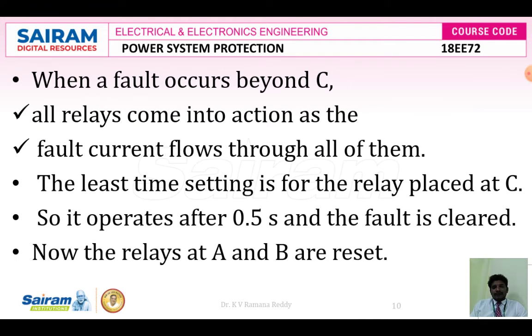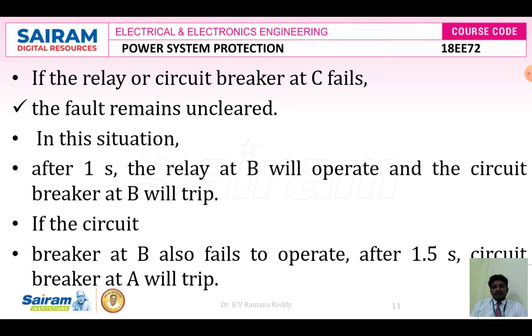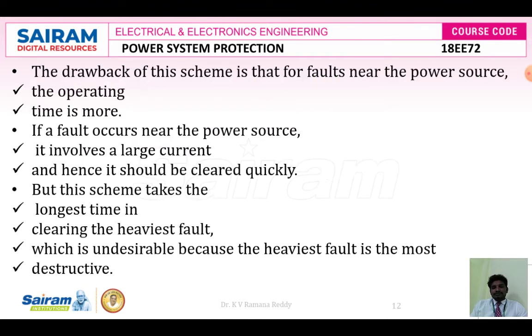When a fault occurs beyond C, all relays come into action as the fault current flows through all of them. The least time setting is for the relay placed at C, which operates in just 0.5 seconds. If the relay at section C fails, then relays B and A will take another 0.5 seconds to operate. The drawback of this scheme is that for faults near the power source the operating time is more. That means if the fault is near the source, the operating time is around 1.5 seconds.